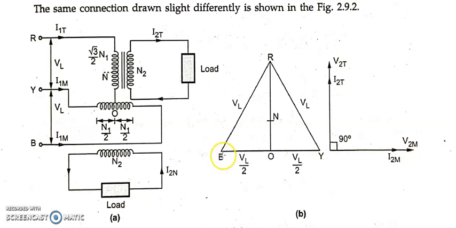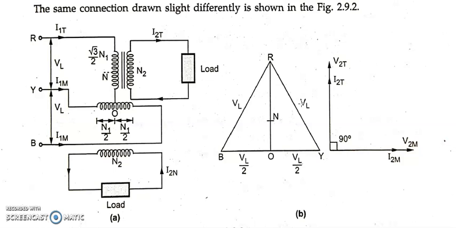Fine. Hope you understood this. That is YB is nothing but what? It is divided at the point O. So that's why the voltage BY is divided into two parts, that is VL by 2 as well as VL by 2. And anyhow we know that this is the neutral point N, and RN is in the form of 2 and NO is in the form of 1. So it is divided in the ratio 2:1.